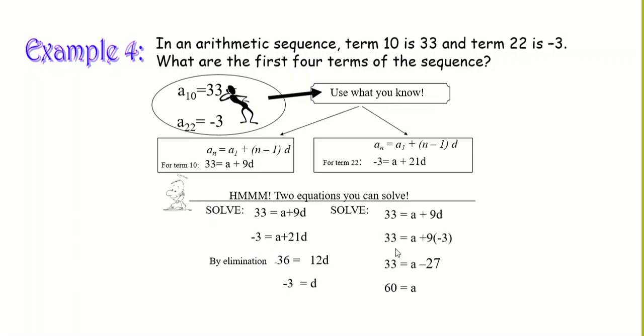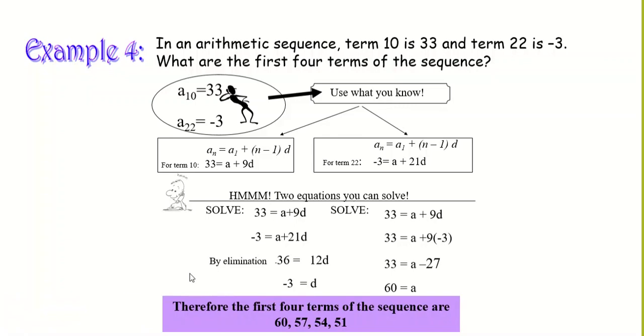So, I will use this equation, 33 is equal to a sub 1 plus 9d. You can also use this second equation, but I prefer to use this one. So, by substitution, I'll replace every d here with negative 3 as we solved from here. Therefore, negative 27 plus a sub 1 is equal to 33, and that gives us the first term as 60. Therefore, the first 4 terms of the given sequence are 60, 57, 54, and 51.